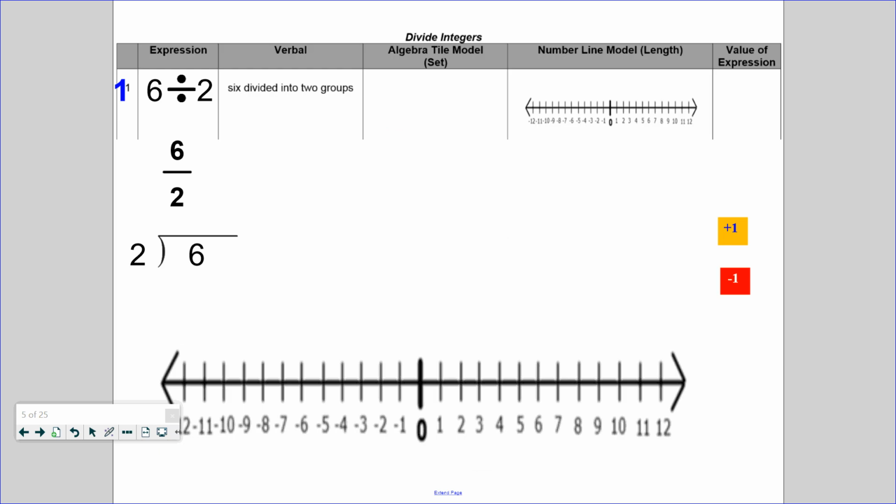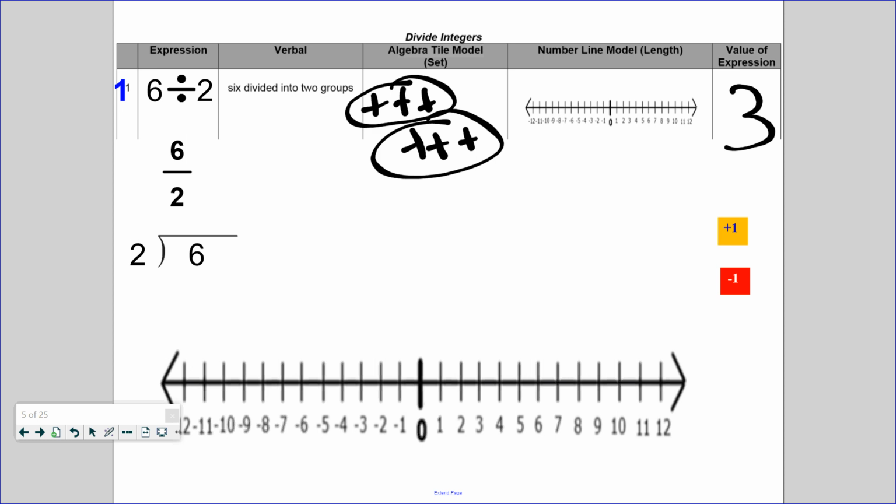So now let's get to using algebra tiles and number lines. So again, first one, 6 divided into two groups. Another way of representing it is 6 divided into two groups. So I have 6 positives. I need to divide them into two groups. So the value of the expression would be 3.